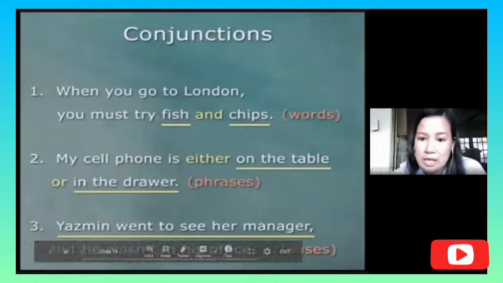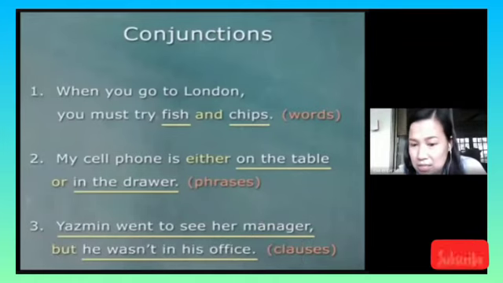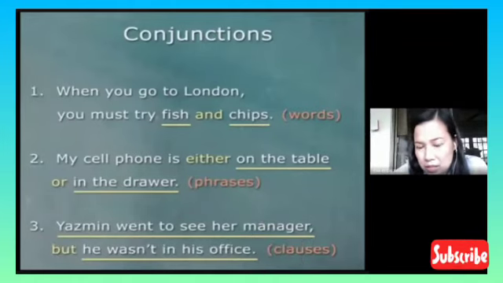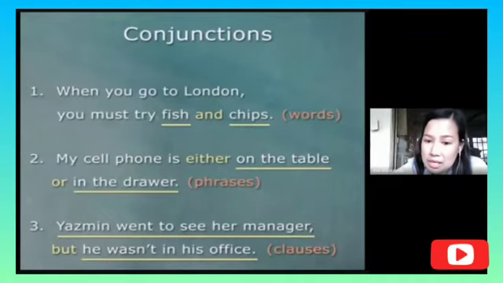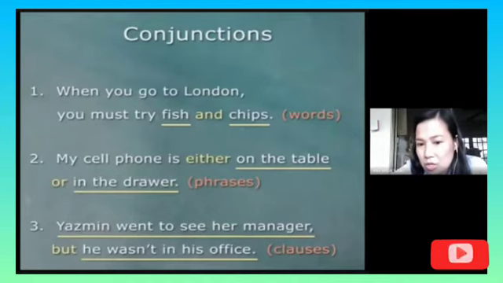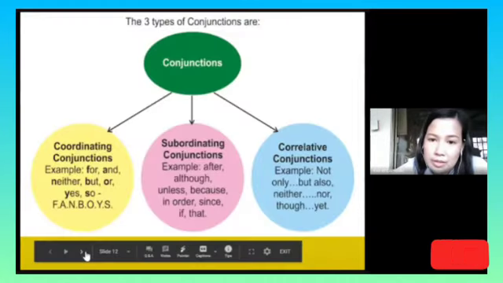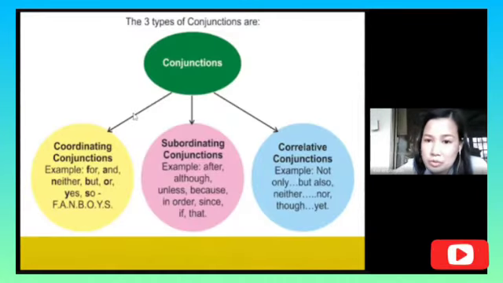Itong number 3 naman, dito tayo magpo-focus. Yasmin went to see her manager. That is a simple sentence. And then another one, but he wasn't in his office. So, dalawang clauses yan, two clauses. We unite together. We combine them together using conjunction. Okay? Alright, so class, there are three types of conjunctions.